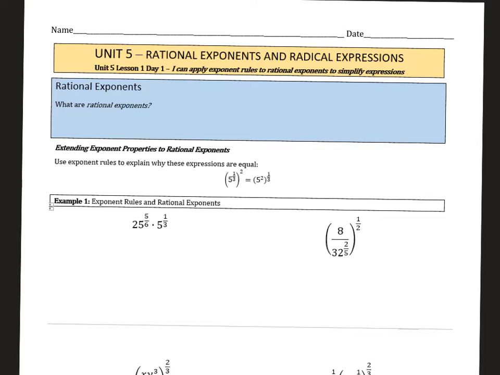Rational exponents is just where you have a rational number as an exponent. You're probably thinking like, yeah, that's pretty obvious, that makes perfect sense, but what does that even matter? Well, the first question would be, what is a rational number? So rational numbers could be integers, they could be like fractions.